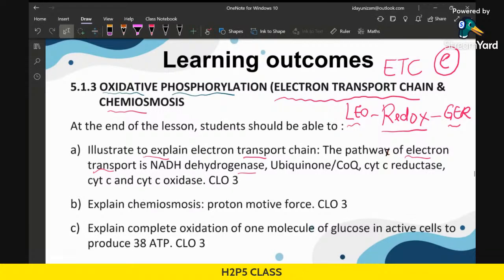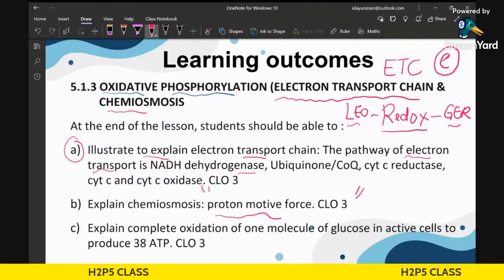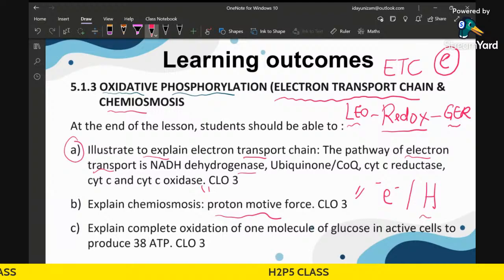Okay, and then after we have done this, we are going to proceed with another tremendous process, what we call the proton motive force. So when we talk about electrons, if you understand the concept in chemistry class or physics too, it also handles hydrogen ions. So we are going to apply this concept under proton motive force, the concept of what we call chemiosmosis.